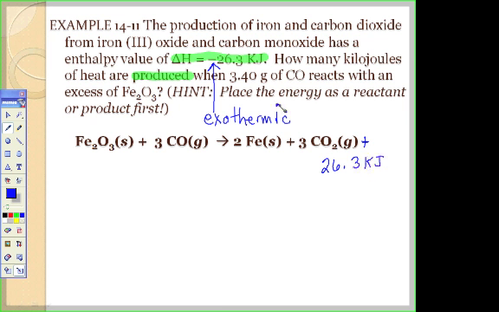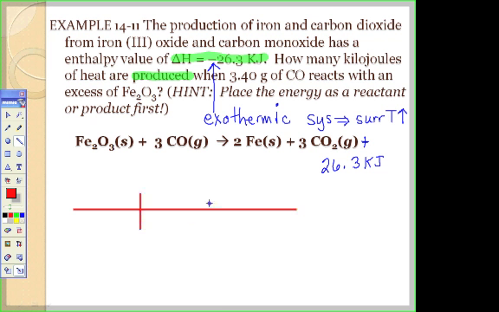And since it is exothermic, we know that the system released heat into the surroundings, which means that the temperature of our surroundings increases. So that gives us some indicator of what type of reaction we're dealing with. Now let's take a look at our dimensional analysis.